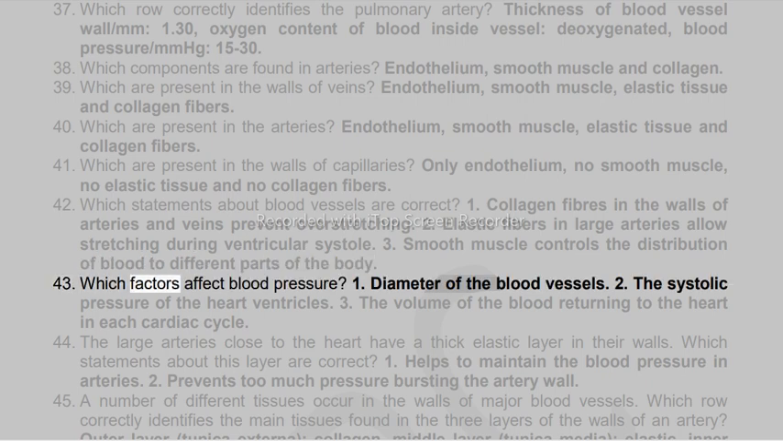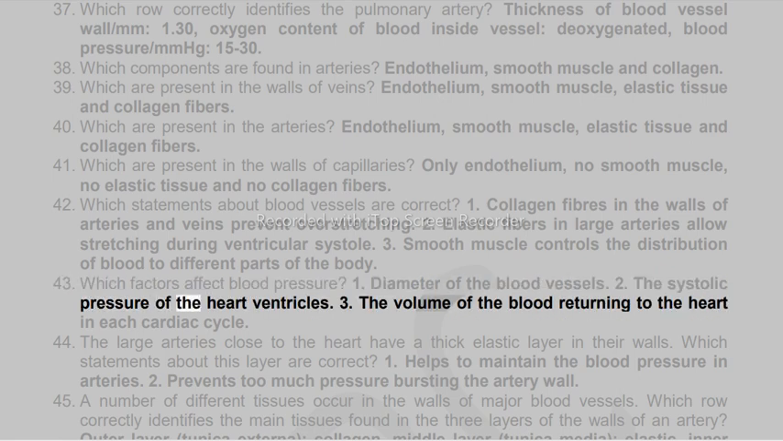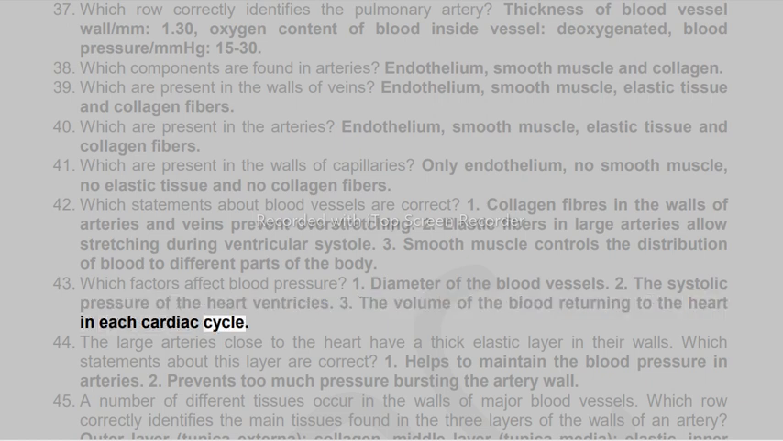43. Which factors affect blood pressure? 1. Diameter of the blood vessels. 2. The systolic pressure of the heart ventricles. 3. The volume of the blood returning to the heart in each cardiac cycle.